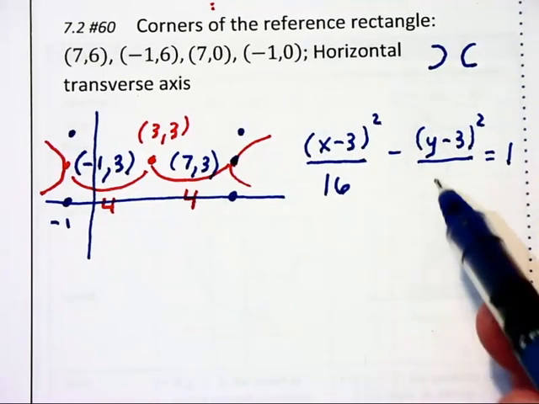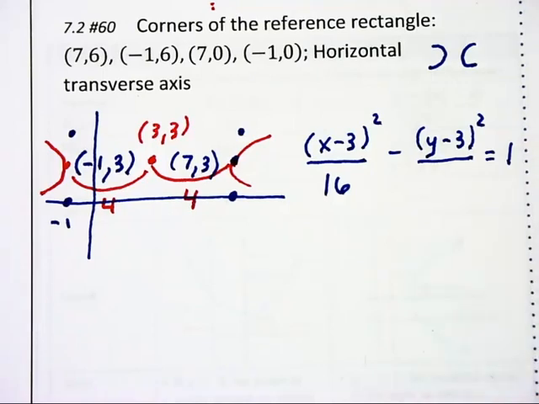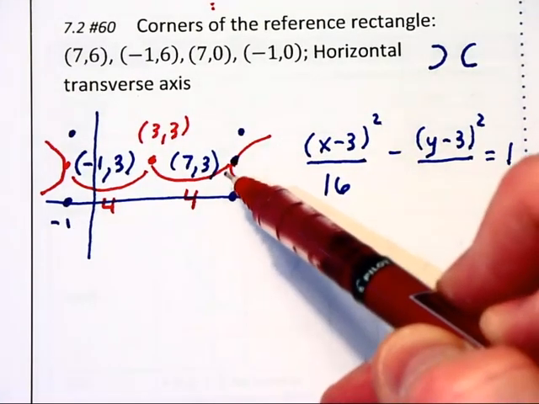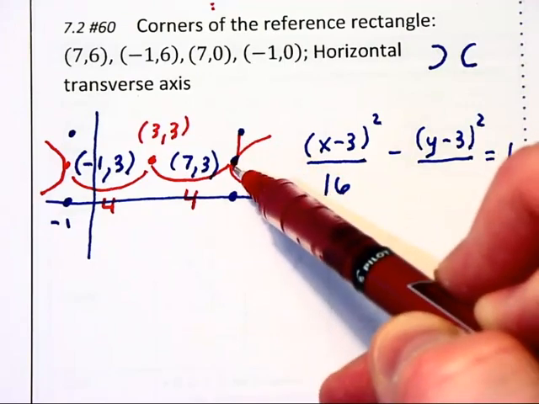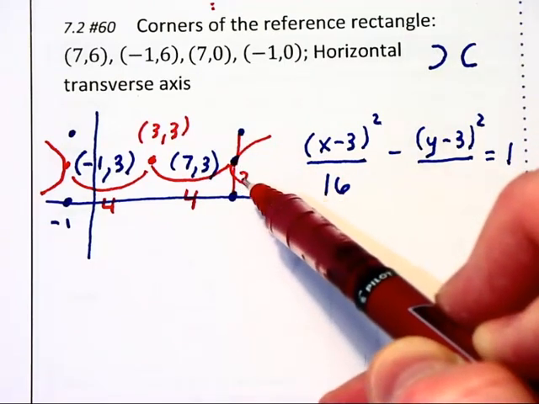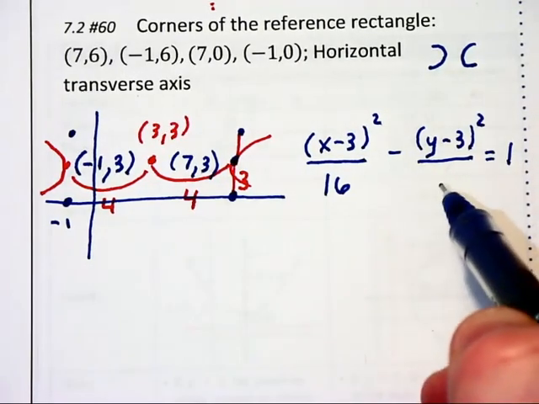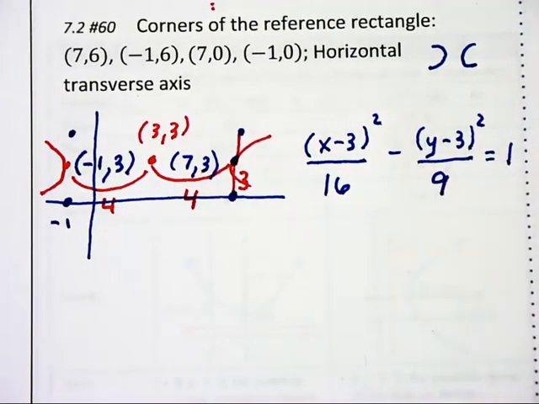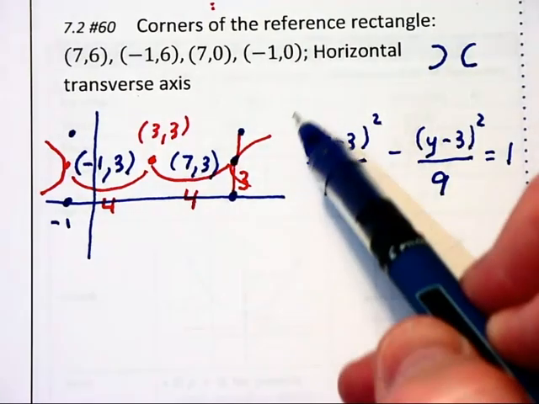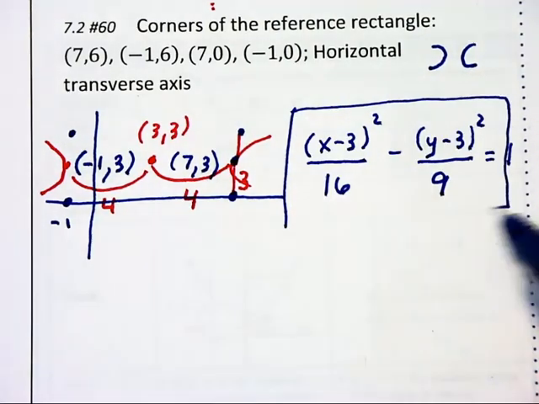Now we need to figure out what this other denominator is going to be. Well, we've already determined that we've gone up 3 and down 3 to draw this rectangle, and so 3 squared is equal to 9, and that will be our second missing denominator, and that is the equation of our curve.